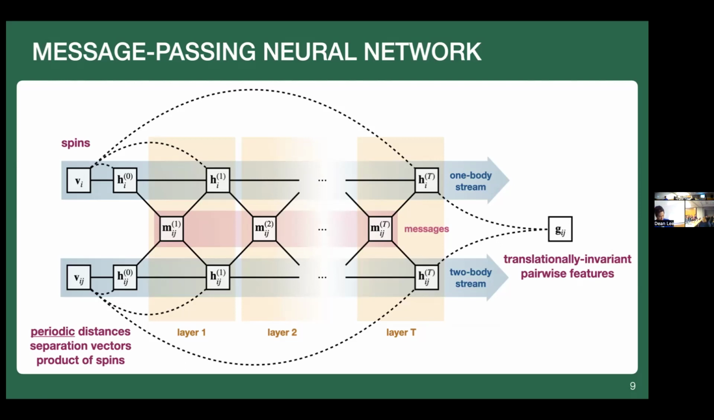So, in each layer of this message passing neural network, we pass this message, parameterized by a neural network, then we use it to define new one- and two-body hidden variables. At the end, we concatenate everything together, and we end up with translationally invariant pairwise features that we then feed into the pyramid.